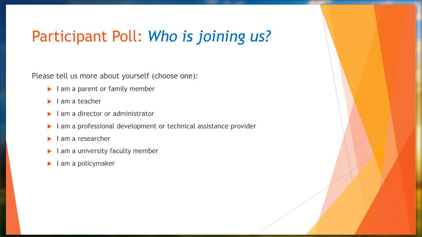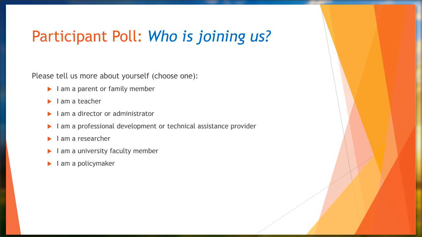Oh, fantastic. So several TA providers. We have a nice range of folks joining us. Great. Later in the session, we'll be talking about the audience for this book too, and it sounds like we've got the folks that will be able to use these materials with the folks that they're working with. Whether you're working with teachers and families, this is a good mix of folks. Fantastic.